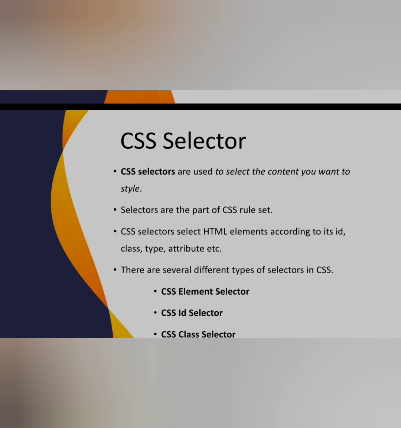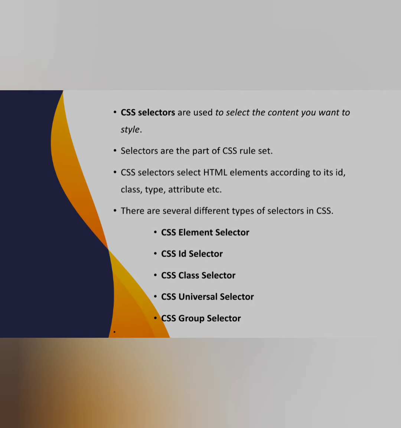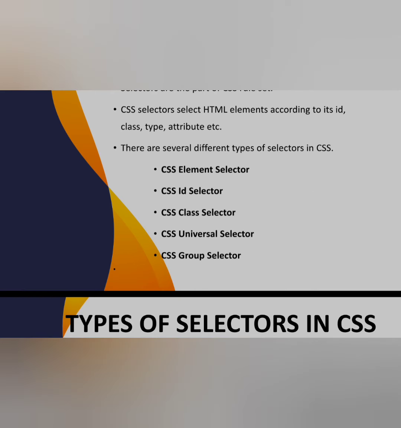CSS selector. CSS selectors are used to select the content you want to style. Selectors are part of CSS rules, and CSS selectors select the HTML element according to its ID, class, type, attribute, etc. There are several different types of selector: CSS element selector, CSS ID selector, CSS class selector, CSS universal selector, CSS group selector.